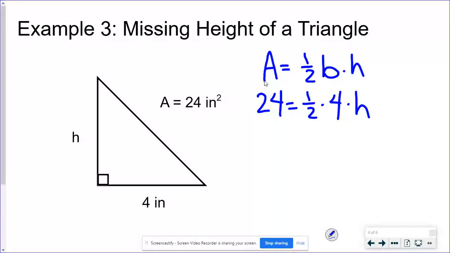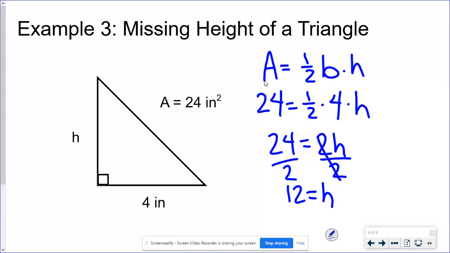Okay, so on the right-hand side, I could just kind of clean that up. I could do 1/2 times 4, which is just going to be 2. So I'll have 24 equals 2h. And then to get rid of multiplying by 2, I would divide by 2. And I get that 12 is my height. And again, this label would be important to have that it's 12 inches.